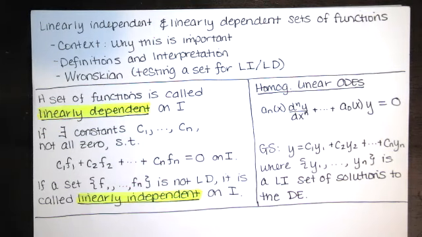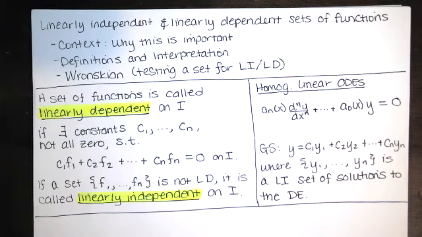In this video, we discuss linearly independent and linearly dependent sets of functions. We'll provide some context, including why this is important. We'll define linearly independent sets of functions and linearly dependent sets of functions. And then we'll talk about the Wronskian, which is a test that will allow us to test a set of functions to determine if that set of functions is linearly independent on an interval or linearly dependent on an interval.